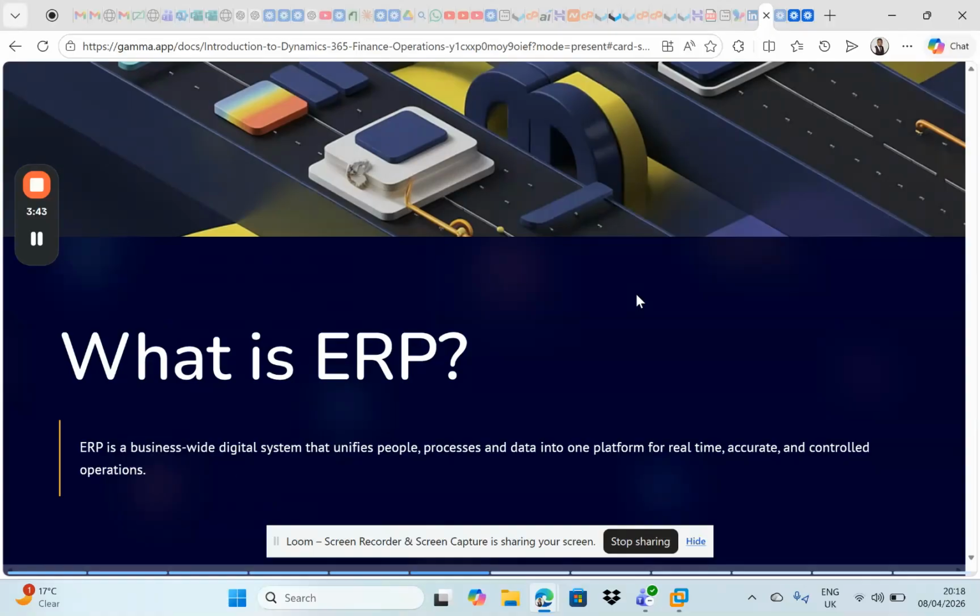So now, what is ERP? First off, ERP stands for Enterprise Resource Planning. These are digital systems that unify people, processes, and data into one platform to give real-time and accurate control of operations and reports.